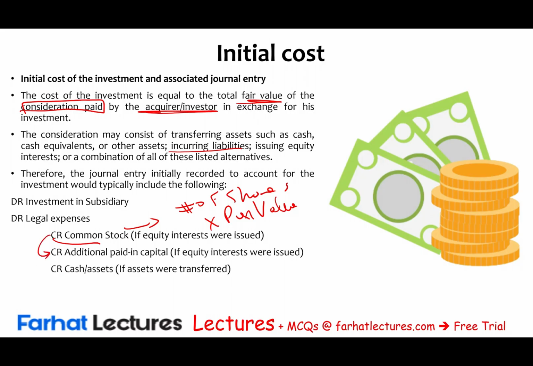Obviously, you will credit cash or assets. Sometimes you might give other assets, who knows, a warehouse, inventory, whatever you gave the seller, you have to credit, give it to them. And you have to credit any liabilities if you assumed or incurred any liabilities in this transaction. This is the initial cost.